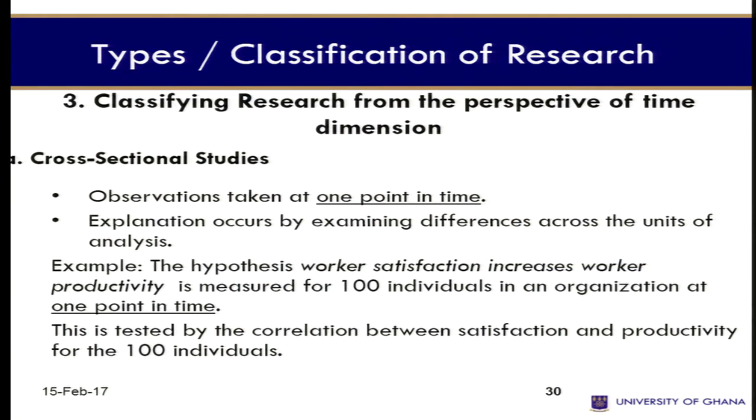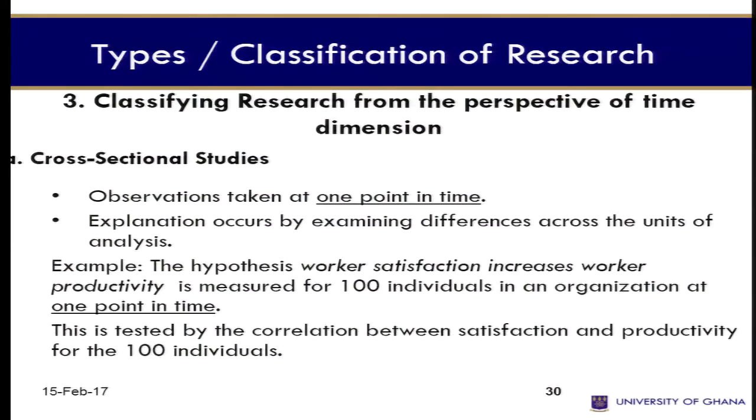Let us now classify research from the perspective of time. That is the time dimension of classification. Under this classification, there are two types of research studies. The first is cross-sectional studies, and the second is longitudinal. For cross-sectional studies, observations are taken at one point in time. This means the researcher collects his data at one particular point in time. Explanation occurs by examining differences across the units of analysis.